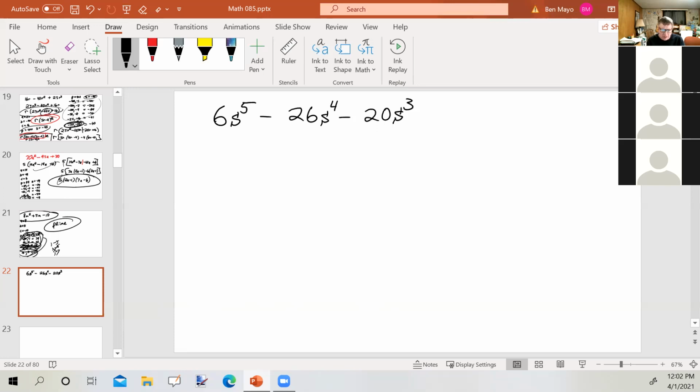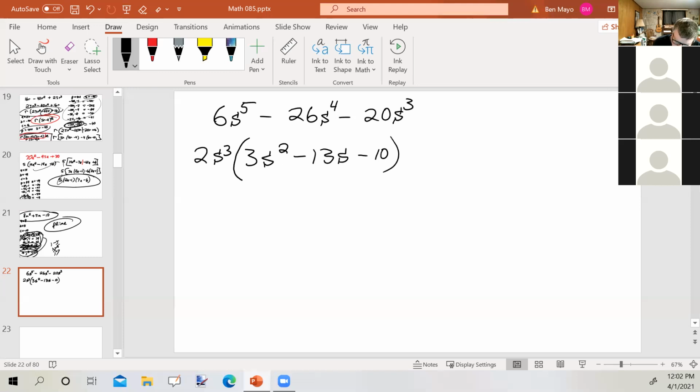All the coefficients are even, so I can take a 2 out. I don't think I can take any number larger than a 2, so I'm going to take out a 2s cubed. And let's see what's left over. I'd have 3s squared minus 13s minus 10. Let's see, 6s to the 5th minus 26s to the 4th minus 20s cubed. That looks good. And 3s squared minus 13s minus 10: there's no common factor there. So I took out my greatest common factor correctly.